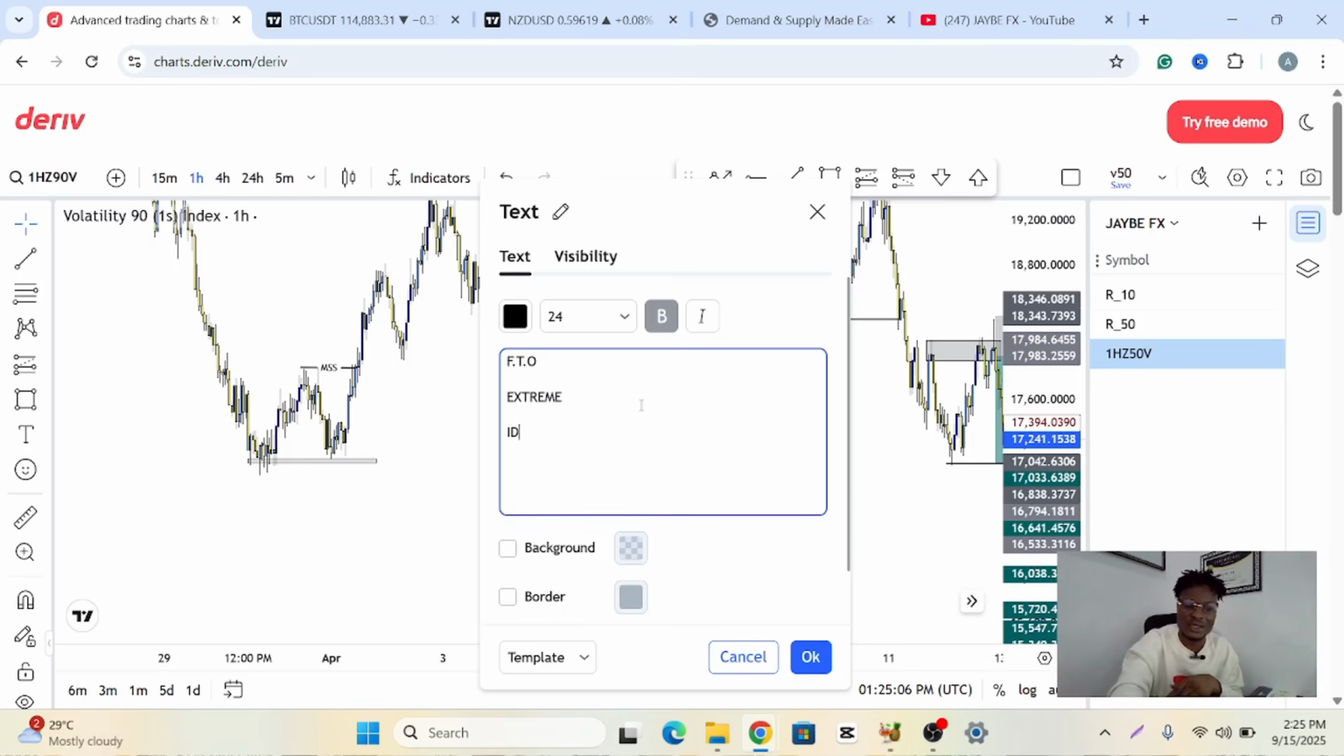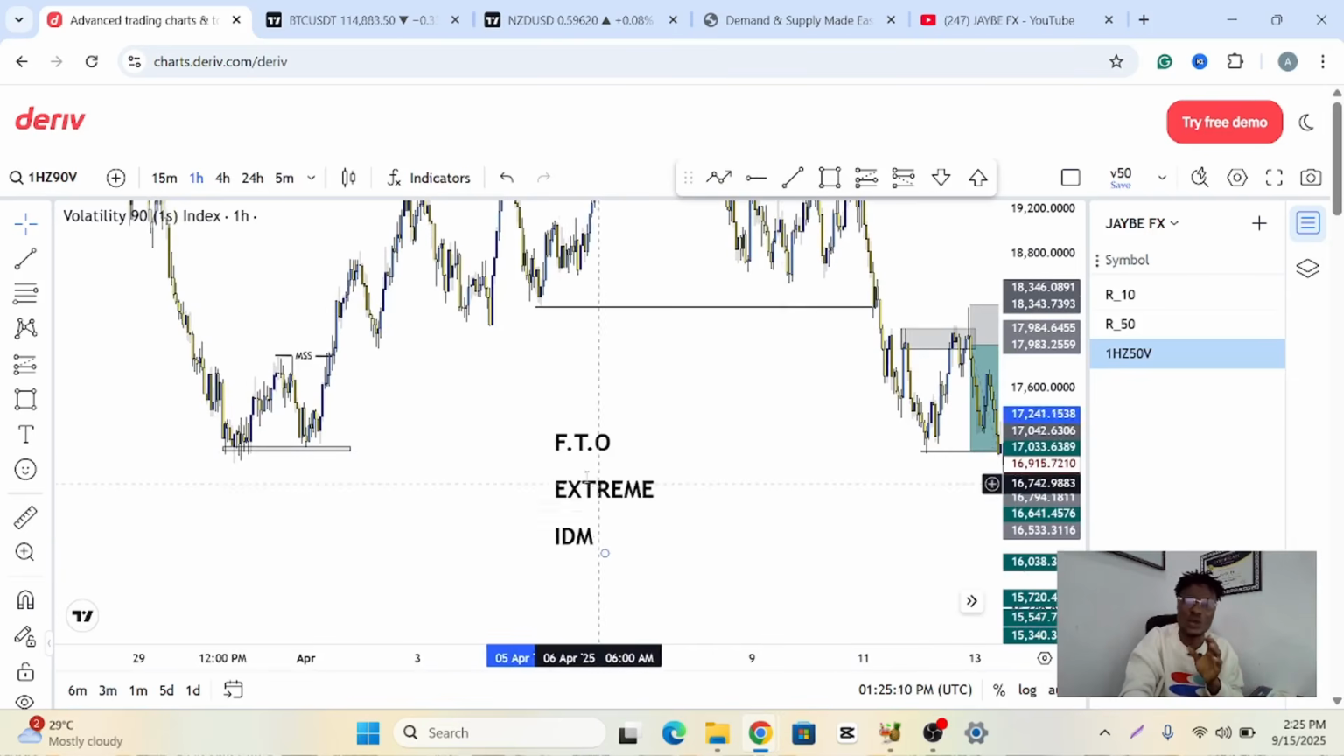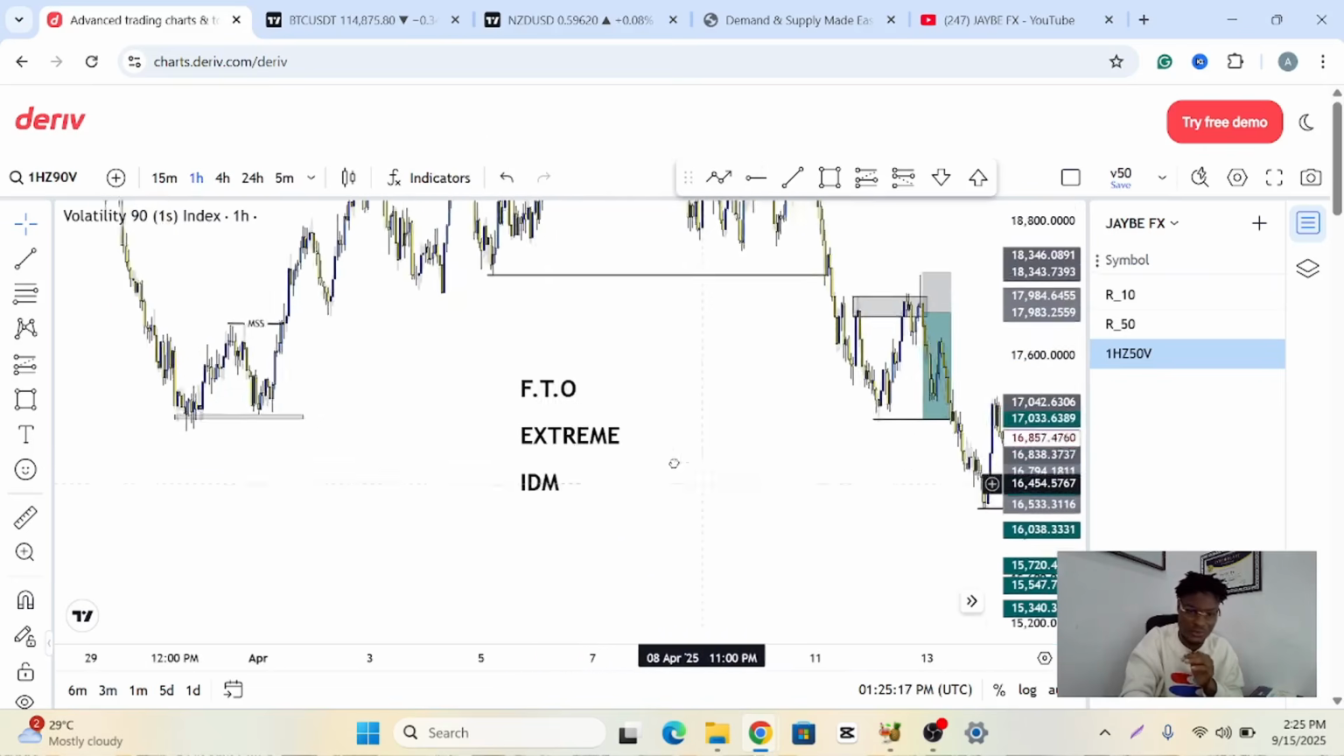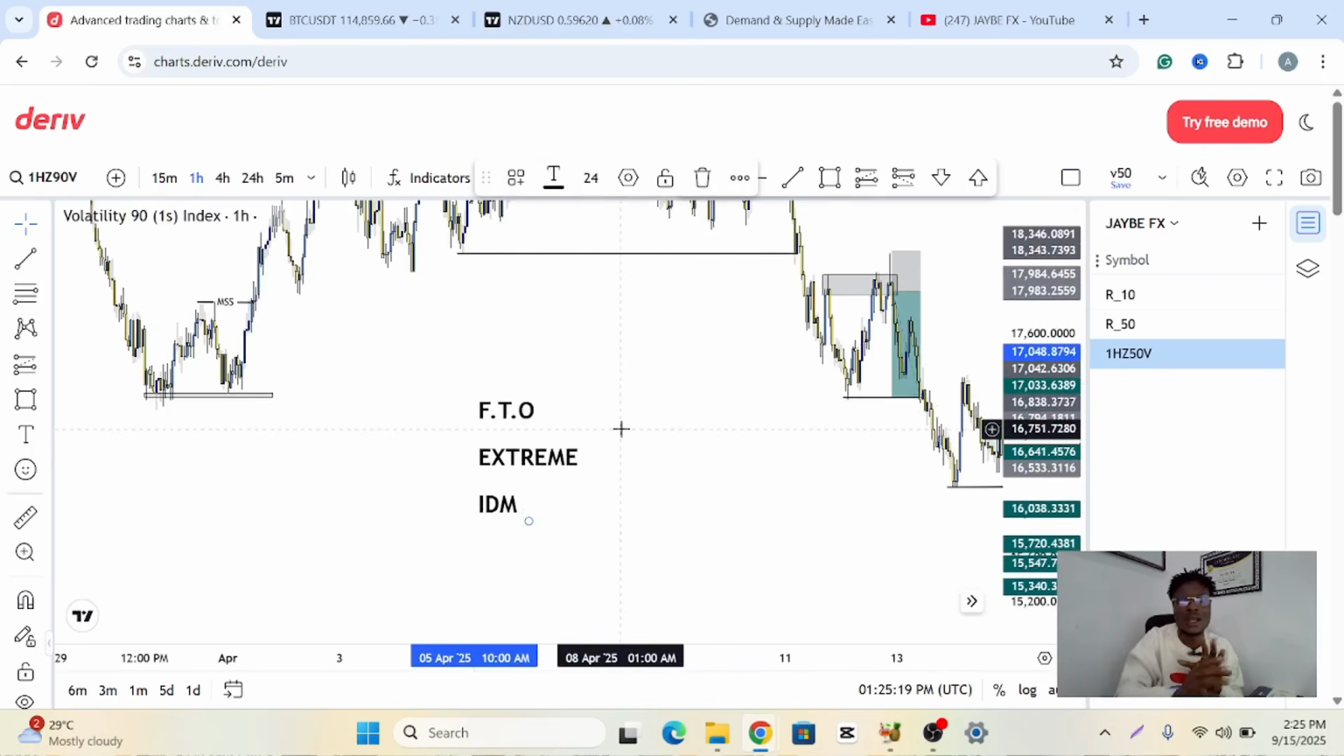It has to have an IDM. But I'm not teaching you how to trade them. I'm only teaching you how to draw them. Sure, you get how to draw your supply and demand zone. But these are the criteria, part of the things that will make your order block valid.